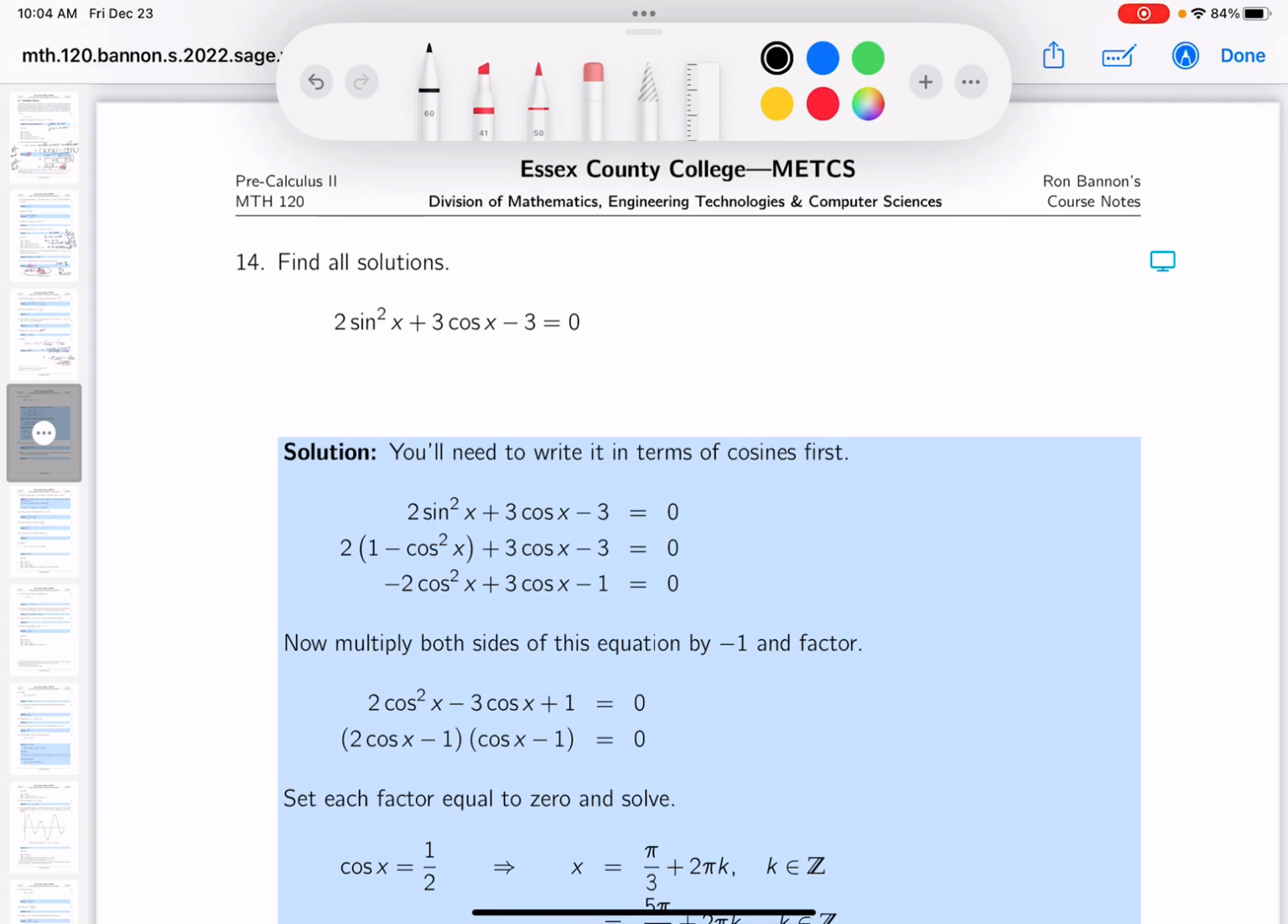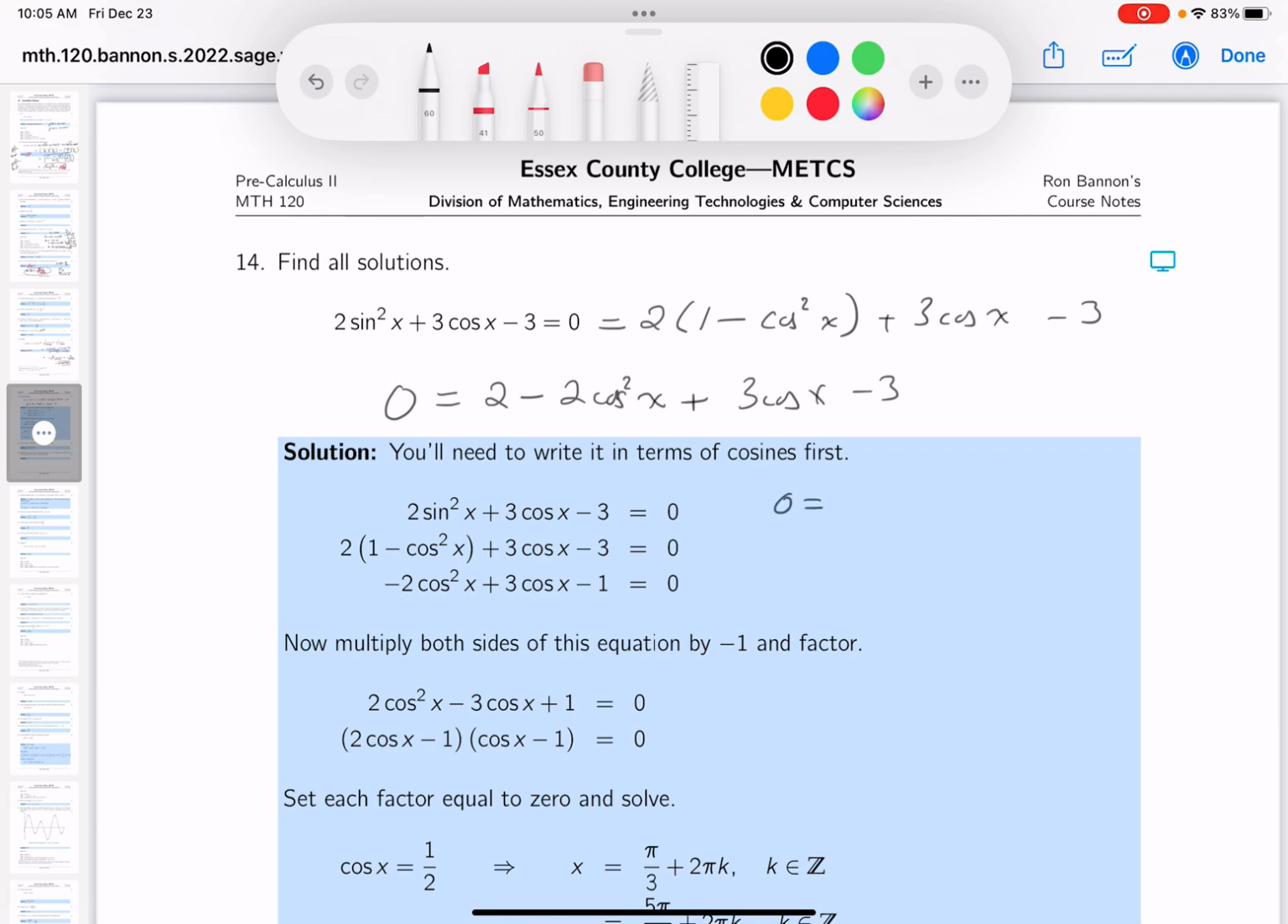Okay, first thing I would do is, it's quadratic, and I want to get everything in terms of the same trigonometric function. I'm going to say in terms of cosines. So let's write this down. This is 2 times 1 minus cosine squared x plus 3 cosine x minus 3. This is going to be 2 minus 2 cosine squared x, still equal to 0 by the way, plus 3 cosine x minus 3. Let's clean it up a little tiny bit.